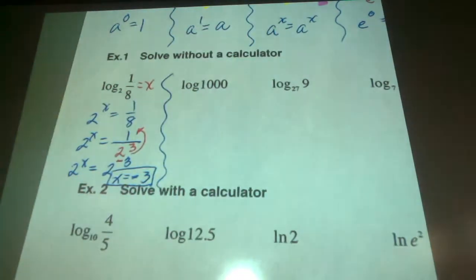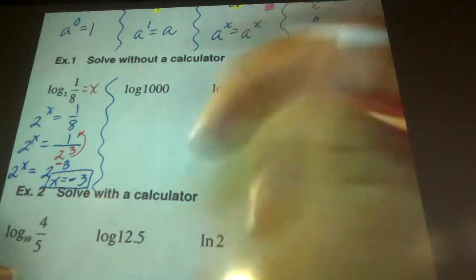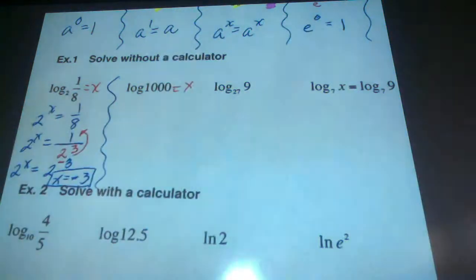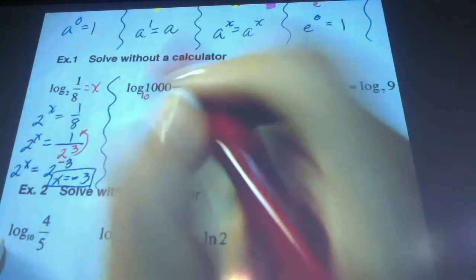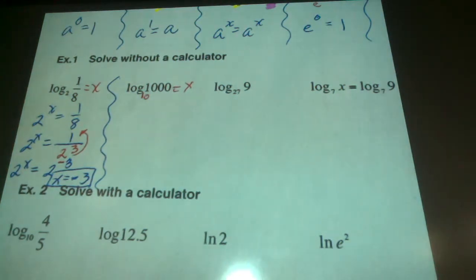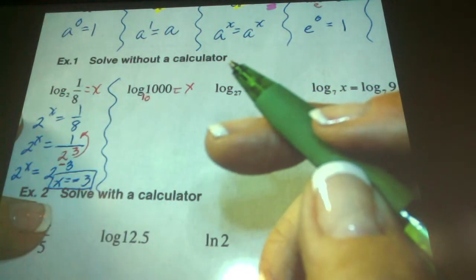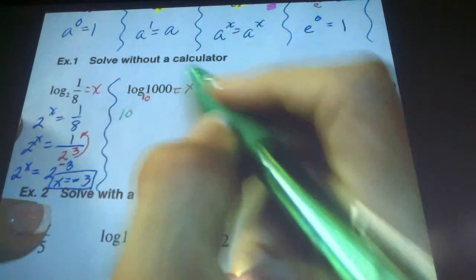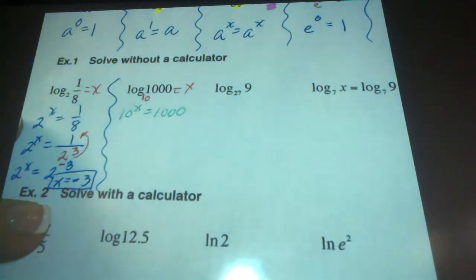Let's do it again. This time I have log of 1,000 equals x. What is it understood that the base of this log is? 10. So take it out of log form and put it into exponential. What do you get? What's the base of your log? 10. Switch the 1,000 and the x. So 10 to the x equals 1,000.